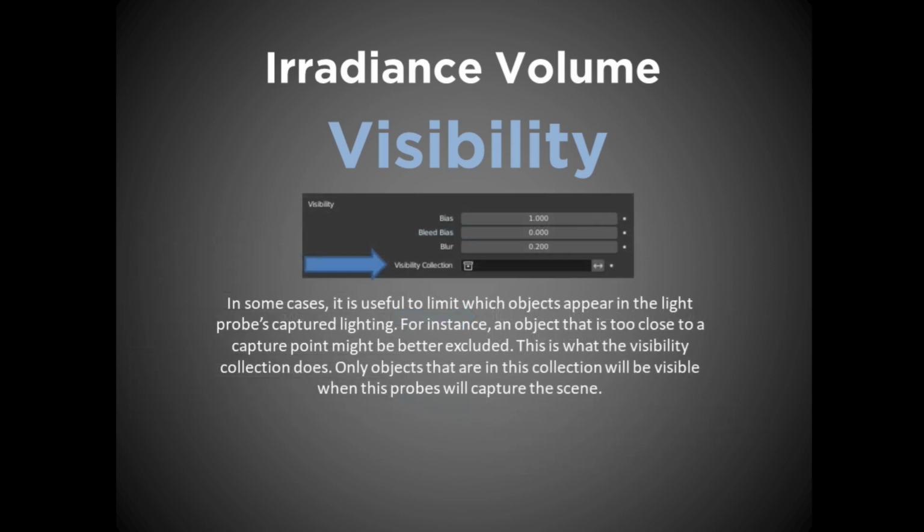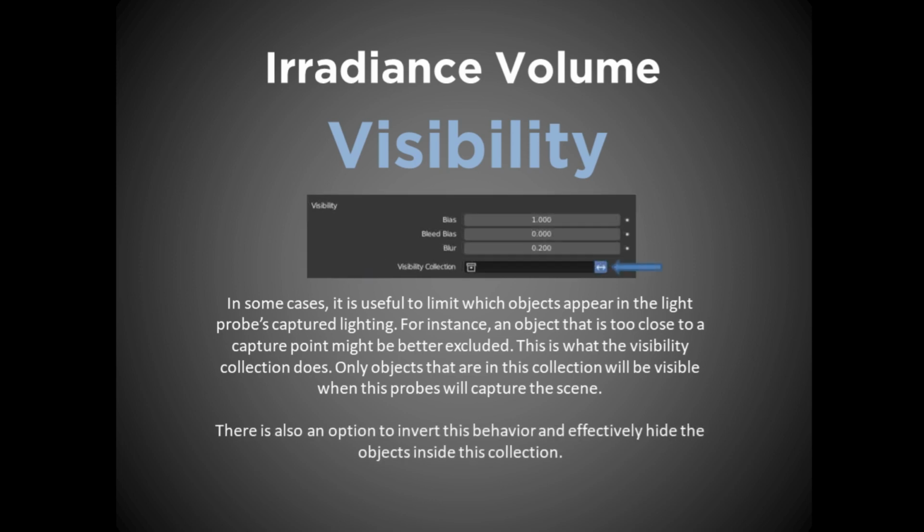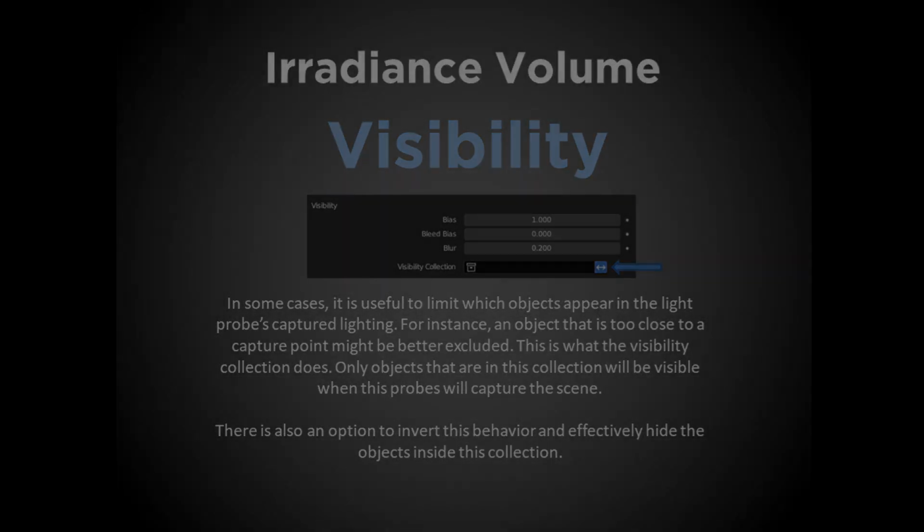In some cases, it is useful to limit which objects appear in the light probe's captured lighting. For instance, an object that is too close to a capture point may be better excluded. This is what the visibility collection does. Only objects that are in this collection will be visible when this probe captures the scene. There is also an option to invert this behavior and effectively hide the objects inside this collection.